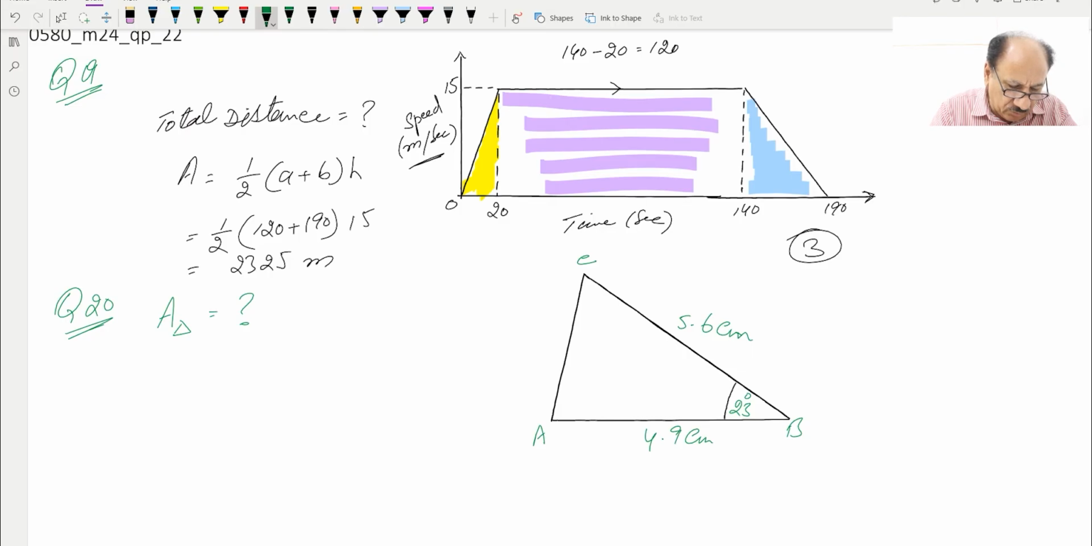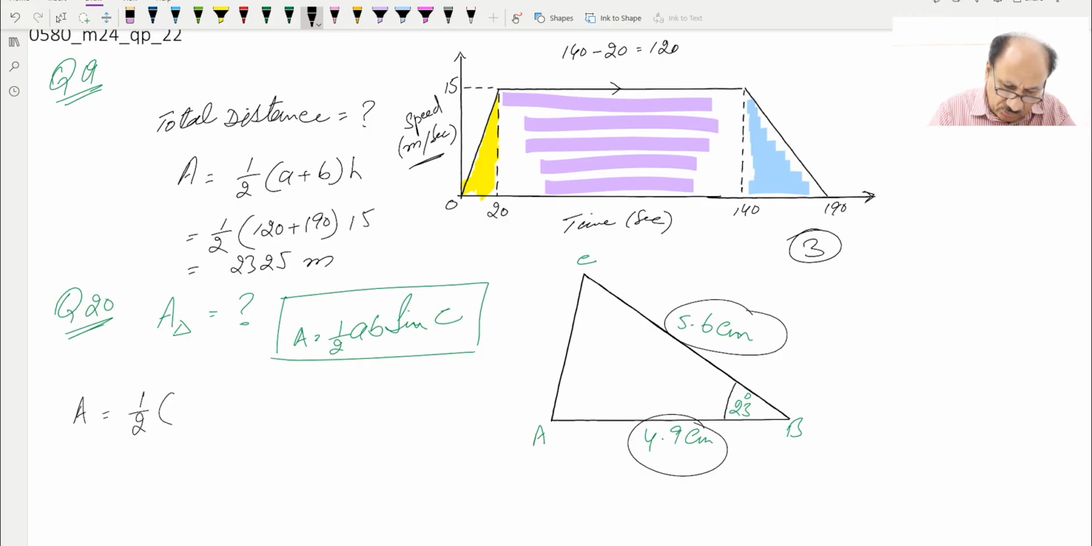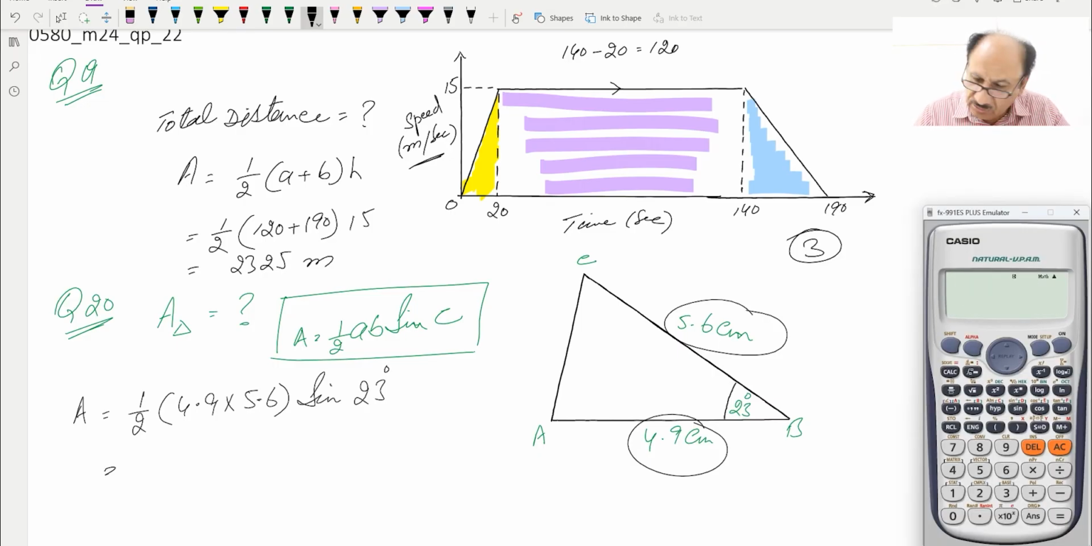We know the area of the triangle formula. When the included angle is given and two sides are given, we can use area is equal to half into AB sine C. So this will be the formula which we will be applying. Now just replacing the values, we will get the answer. Area is equal to half into 4.9 into 5.6 into sine of the angle 23. Keep in mind your calculator should be in degree mode to solve this question. Radian mode will give you the wrong answer.